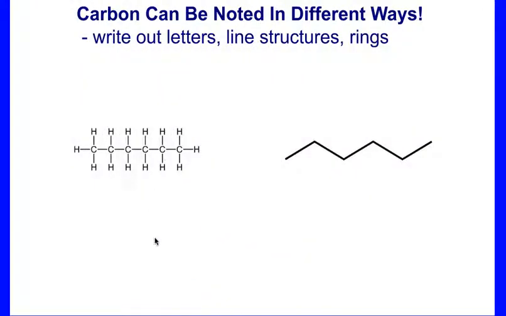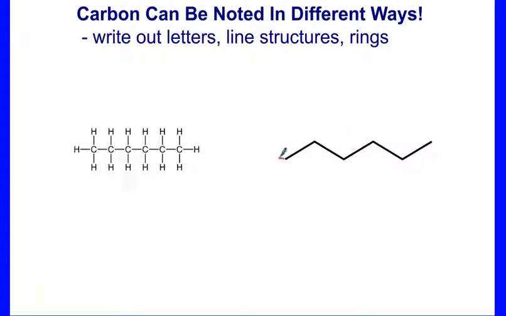Now when we look at different carbon molecules, for example this one, you can see the letters written out. So these are carbons, and then the H's are hydrogens, and each one of those lines represents a bond. One line is a single bond. If there were 2 lines, it would be a double bond, and 3 lines would be a triple bond. And what we have here is the exact same molecule, just written in a different way. This is more of a shorthand way of writing a long carbon chain.